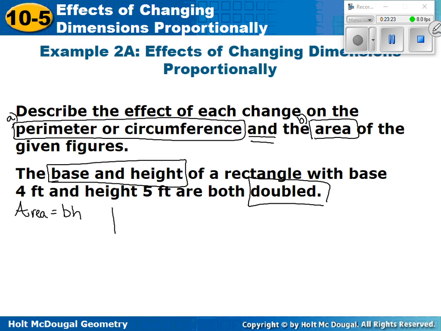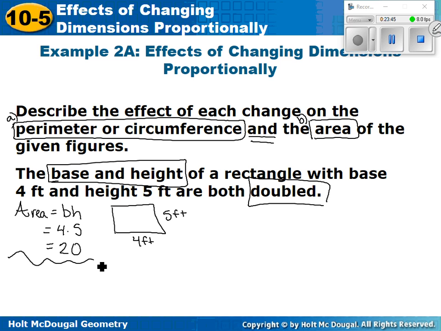So the first thing we're going to do is find the area of the original rectangle, base times height. So what were the dimensions of the original rectangle? 5 and 4. Base is 4 feet. Height is 5 feet. Plug them in. Base is 4. Height is 5. What's 4 times 5? 20.